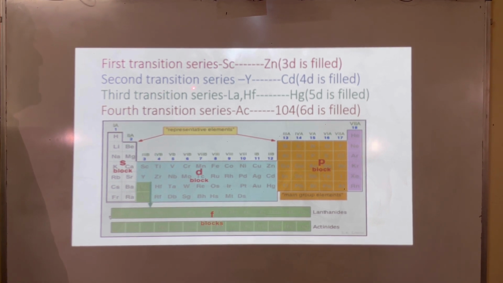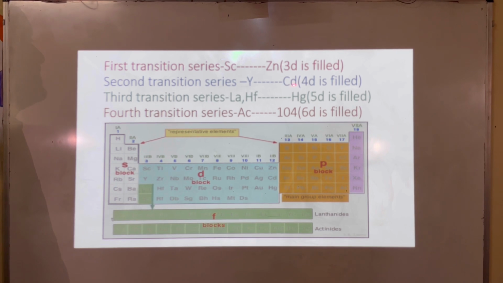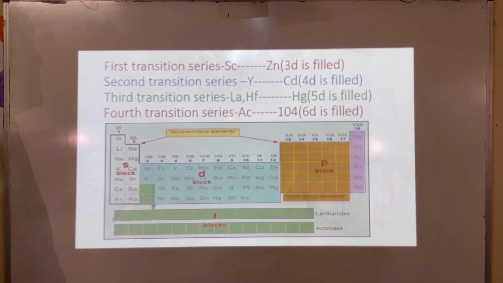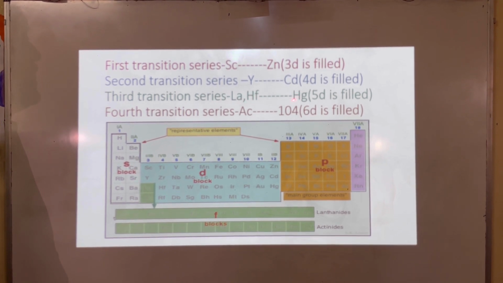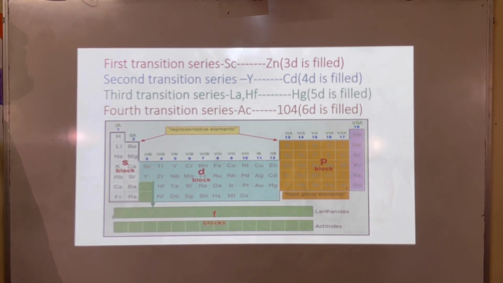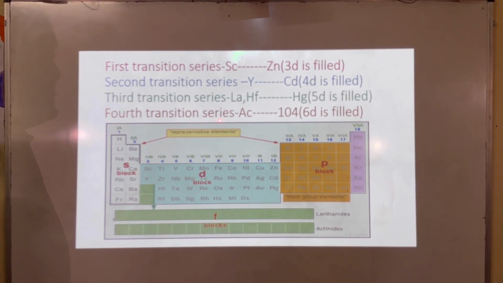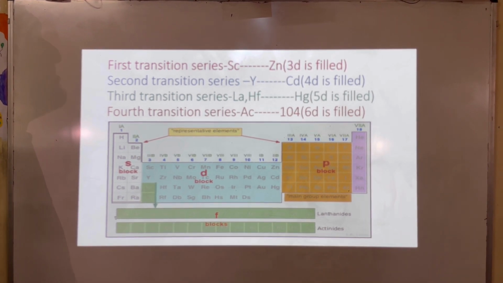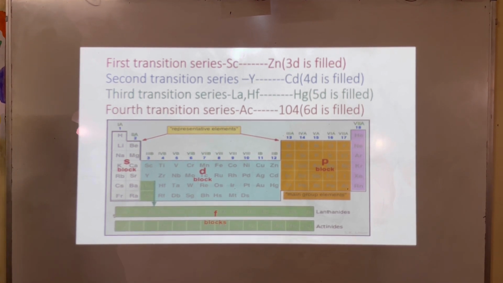The second transition series starts from yttrium to cadmium. In this series the 4d orbital is filled. The third series starts from lanthanum, hafnium to mercury. In this series the 5d orbital is filled. The fourth transition series starts from actinium to atomic number 104. In this series the 6d orbital is filled.